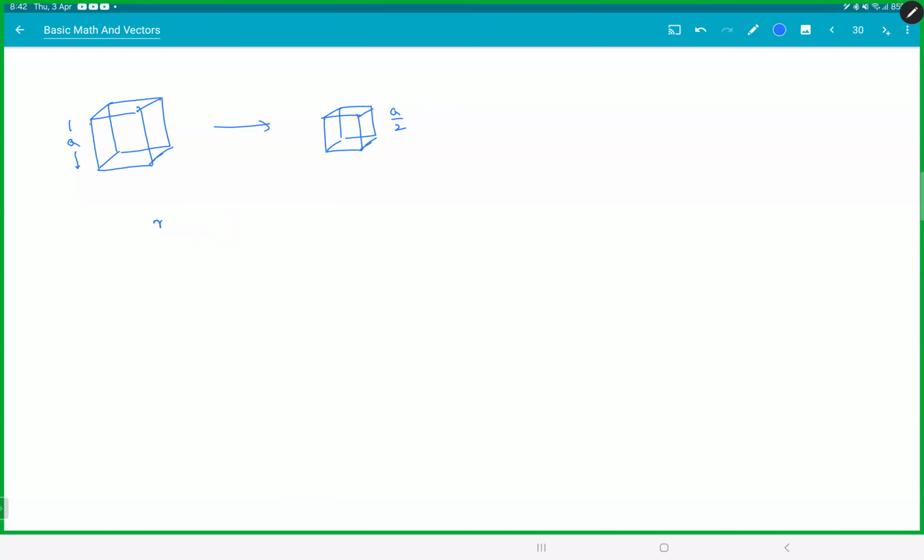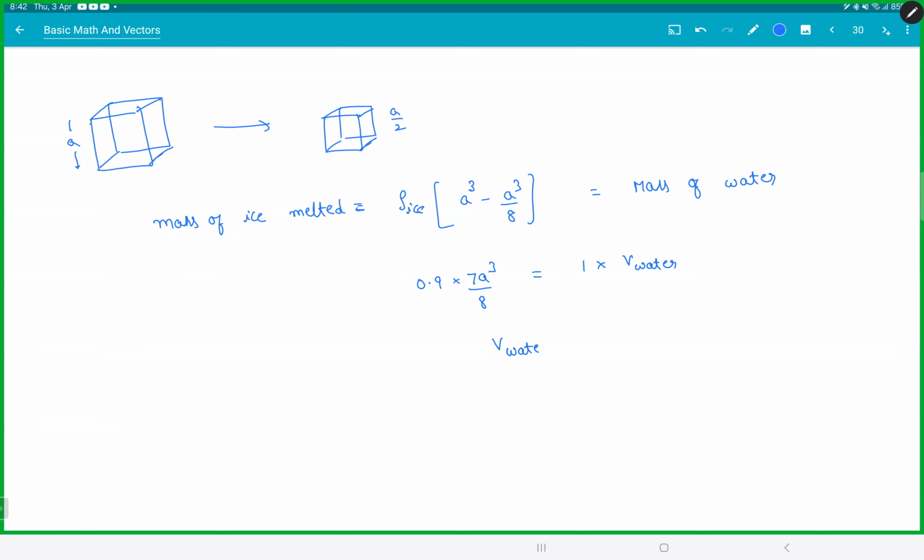So the mass of the ice melted will be the density of ice into the volume, which is the initial volume A cube minus A cube by 8. This must be equal to the mass of the water. So this will be 0.9 into 7 A cube by 8. The mass of water is 1 gram per cc into the volume of water. So actually you're getting this much water, which is 6.3 A cube by 8. This is the first thing.